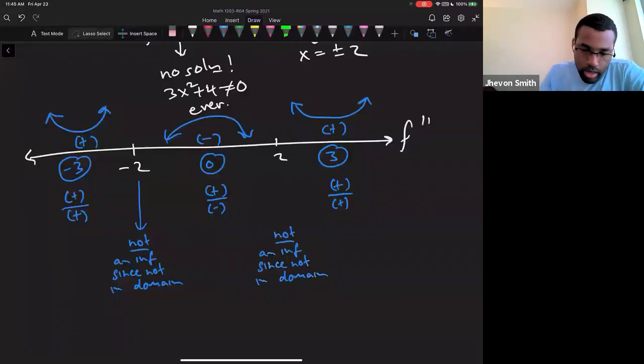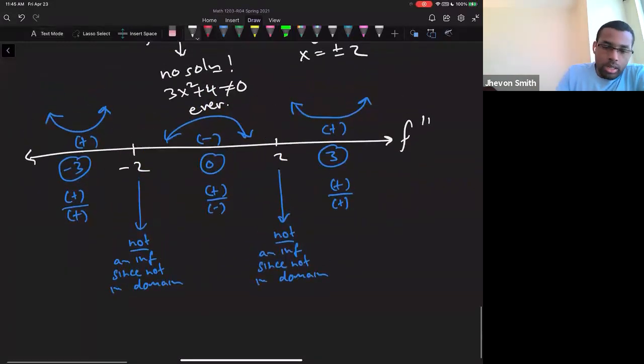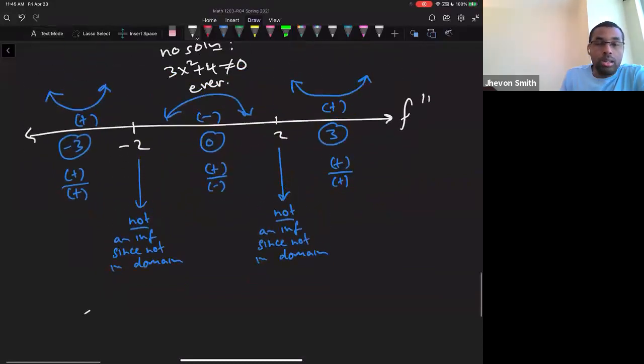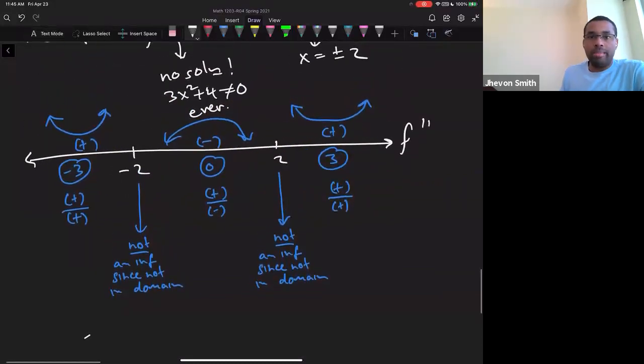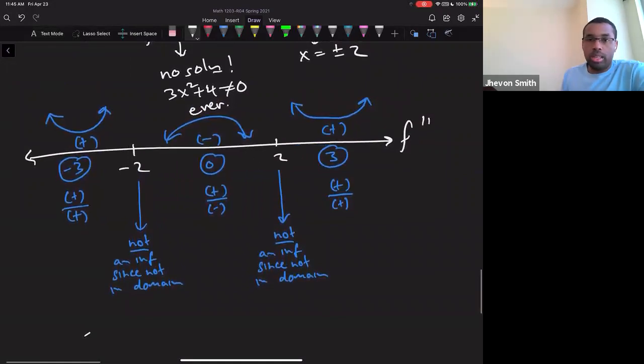Same thing goes for this guy. So there's nothing to say here in terms of inflection points. We don't have any. Under normal circumstances, if -2 or 2 was in the domain, these would be inflection points because that's where we switch concavity. We switch from concave up to concave down.